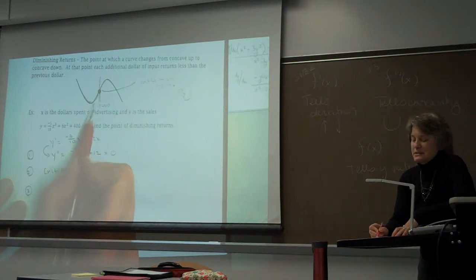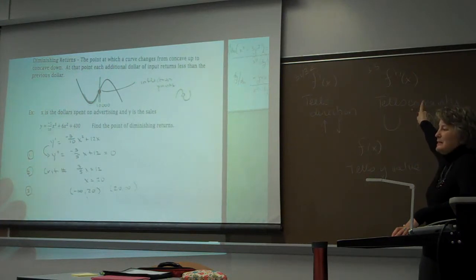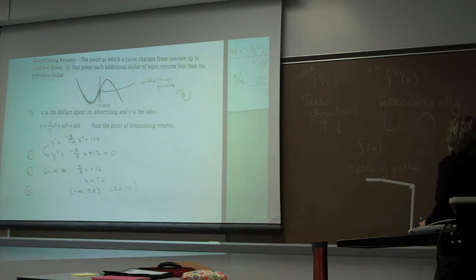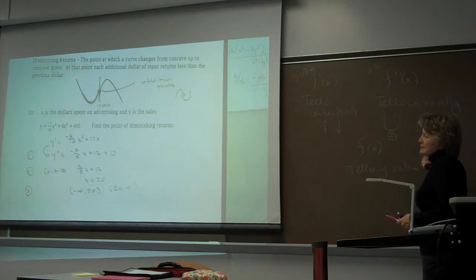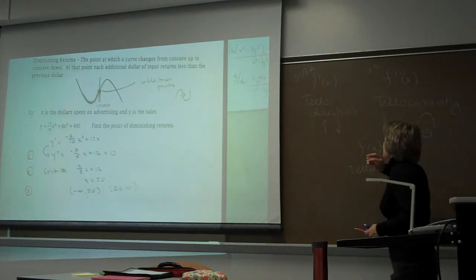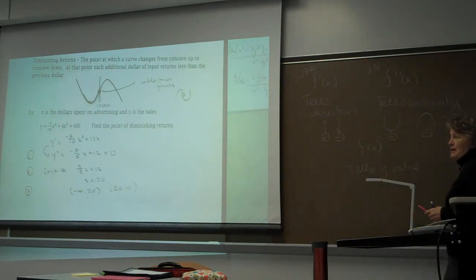What am I going to check to see if I have this? Concavity, right? I need to check concavity, so I need the second derivative. And do I want it to be positive or negative? A positive second derivative means concave up. A negative second derivative means concave down. A positive first derivative means increasing. Negative means decreasing. So I want to see if my second derivative is always positive to the left.